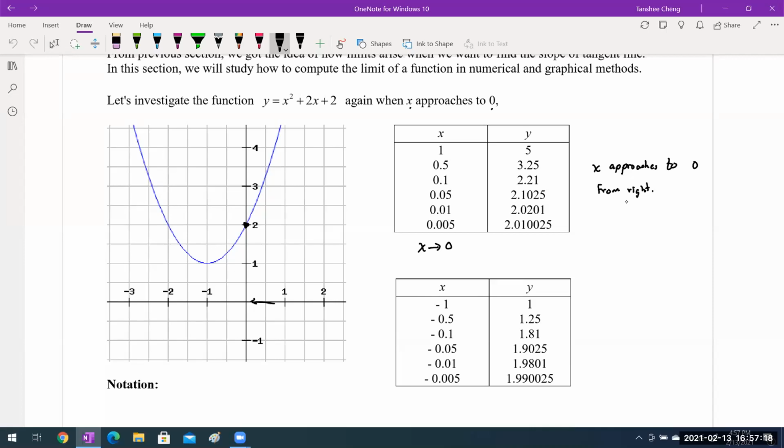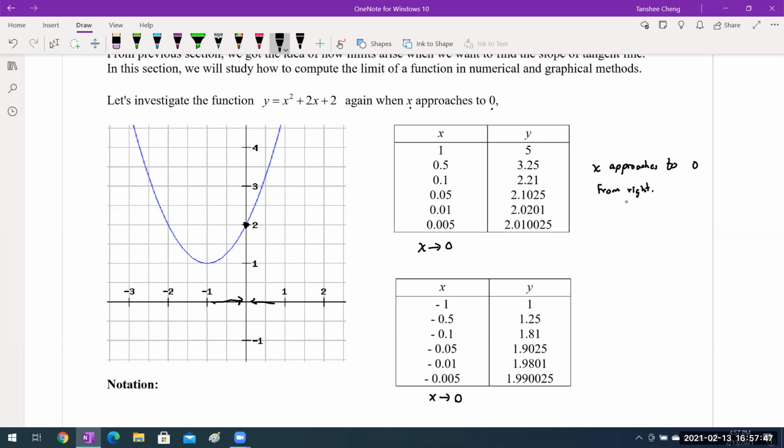X is -1, and then keep on going until what? Getting closer and closer to 0. So again, X is approaching 0, but this time you can see that it's -1, -0.5, -0.1, and so on and so forth, getting closer and closer to 0 from the left-hand side. So the X value is getting closer and closer to 0 from the left-hand side.